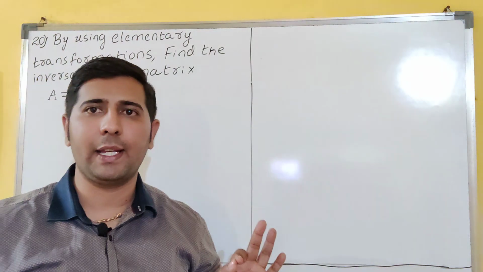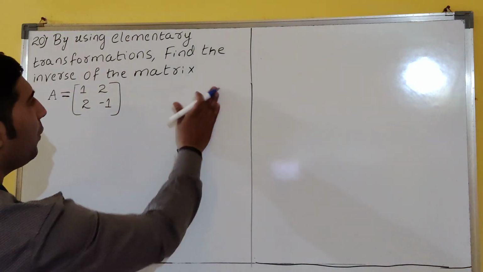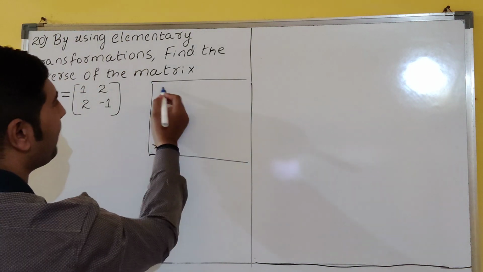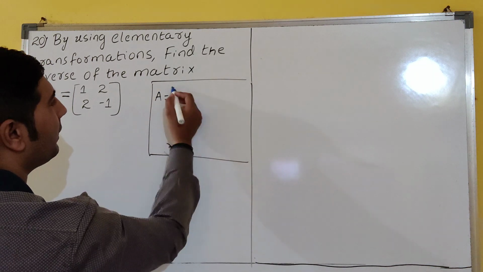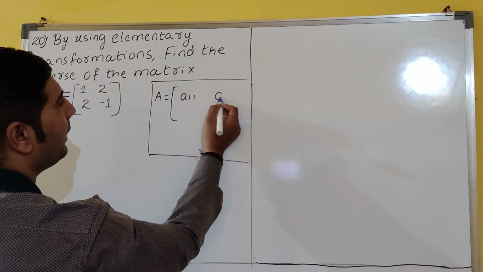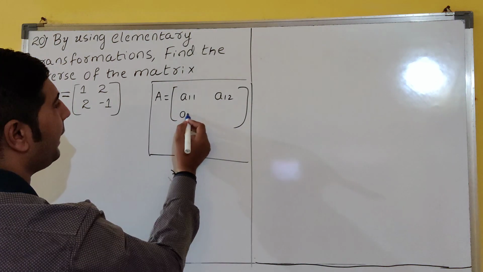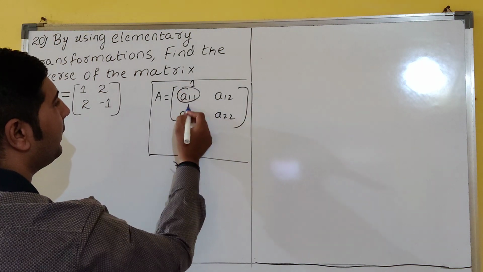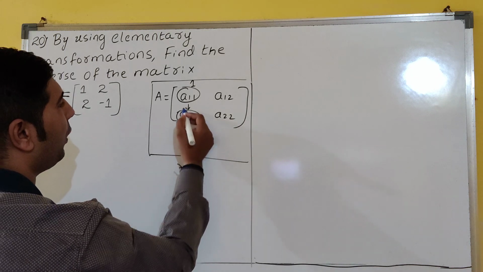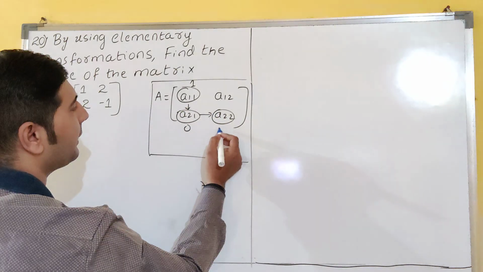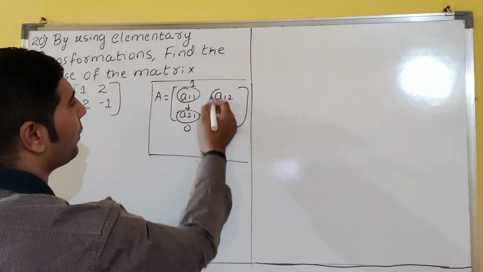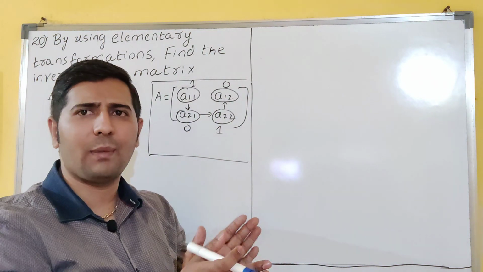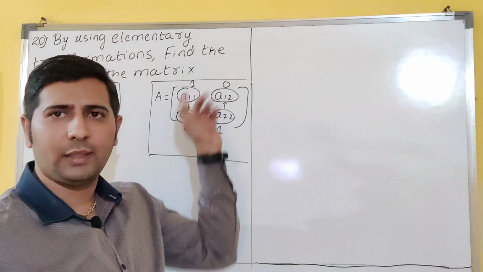We know how to find it, dear students. I have told you the shortcut also. Once again I will write the shortcut. For your understanding purpose, I will write A as A11, A12, and A21, A22. You have to make A11 as 1, A21 as 0, then A22 as 1, and A12 as 0, dear students. So this is the regular method we use in maths, this shortcut.